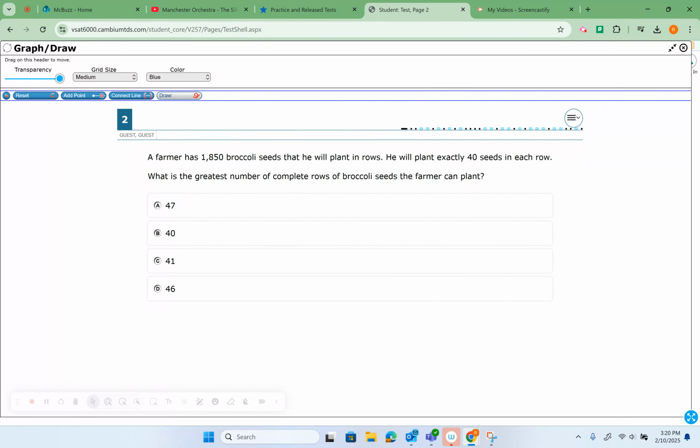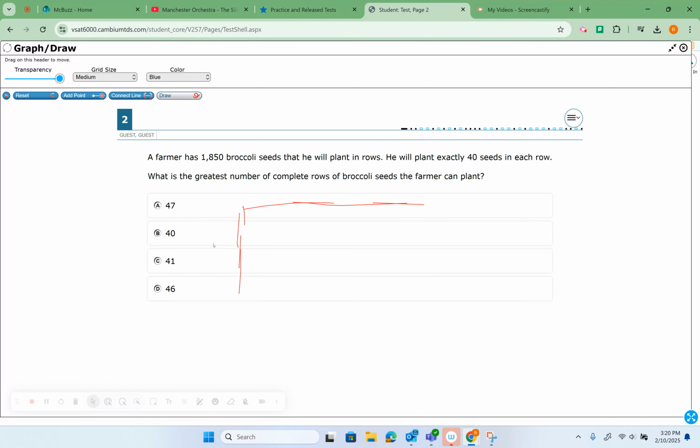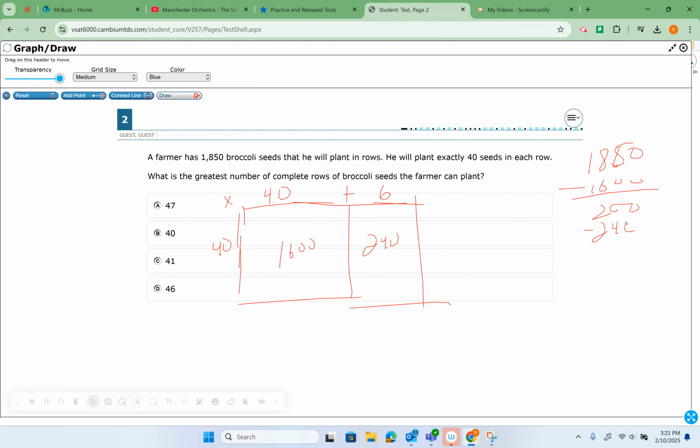You can reset all this. Another thing you can do is the actual area model itself. 40 times, let's see, it's going to be there, times 40, which is 1,600. So 1,850 minus 1,600 is 250, plus 40 times 6 is 240. So minus 240 is 10. That's my remainder of 10. So that'll be 46, remainder of 10. Don't quite get to that 47th one. Bunch of different ways to get there.